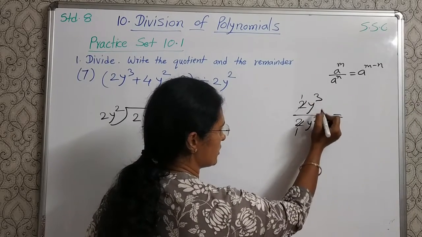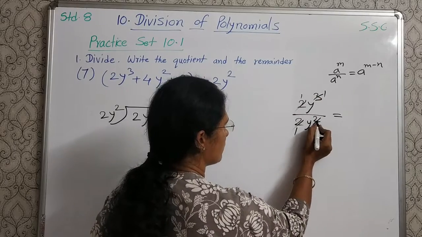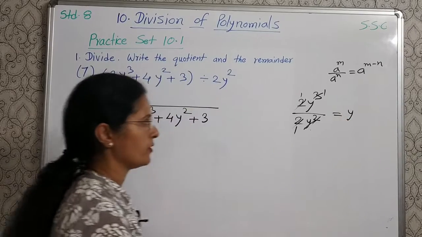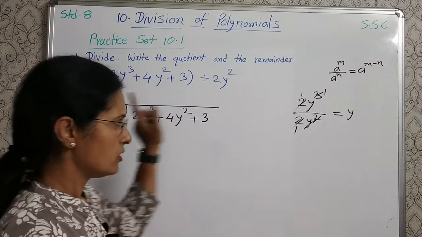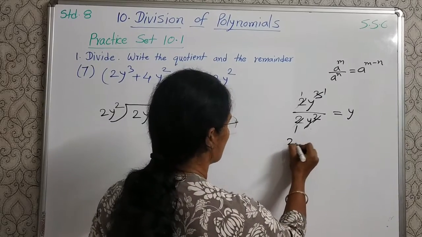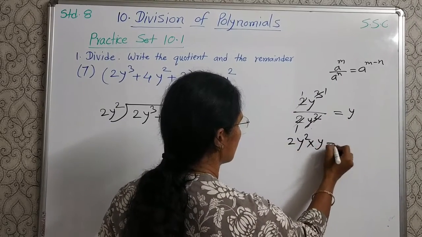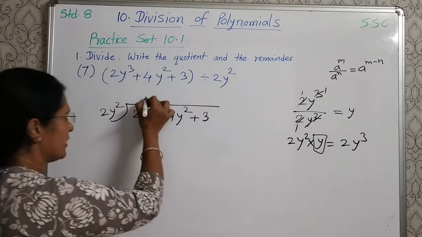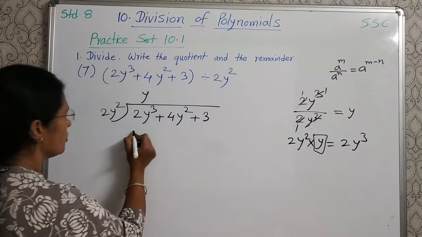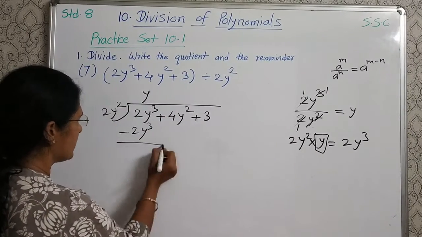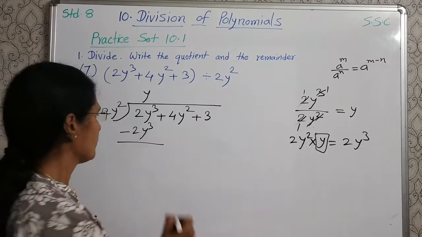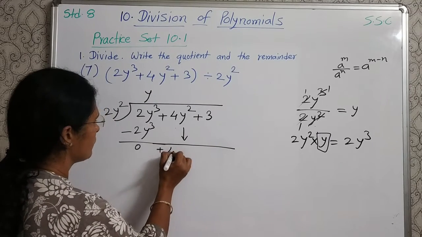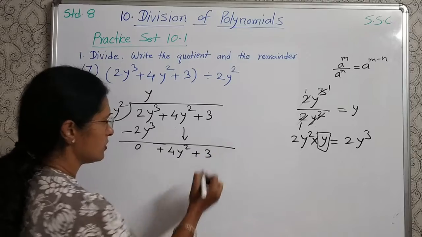So 3 minus 2 is 1, therefore it is y raised to 1. The quotient is y. Now divisor into quotient. So 2y square into y, it will be 2y cube. So this quotient we will write here, and the product 2y cube. Subtract it, 2y cube minus 2y cube is 0, and this is the remainder, plus 4y square plus 3.